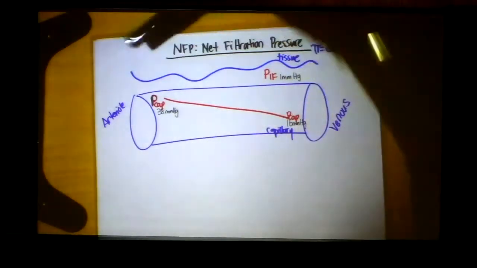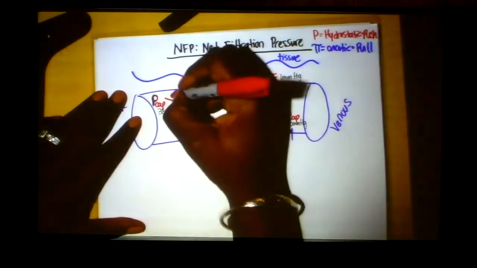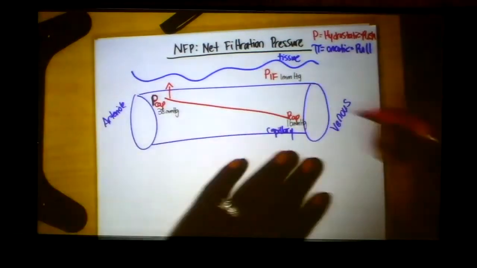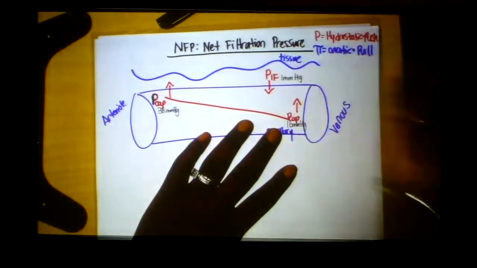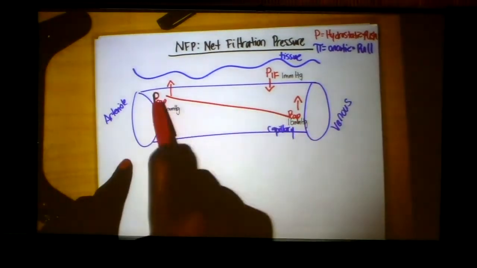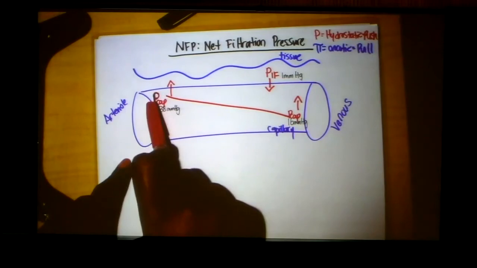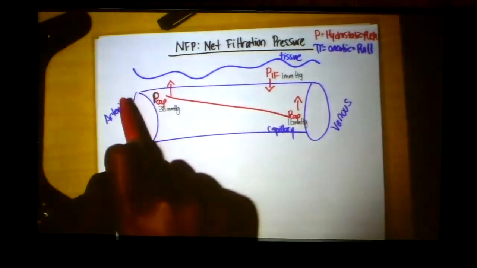Let's remind ourselves of the direction here. This is a push force going that way, this is also a push force going that way, and this is a push force going this way. So these are our hydrostatic pressures. Capillary hydrostatic pressure is the only one that has a gradient from arterial end to venule end. This is the only one that really changes.